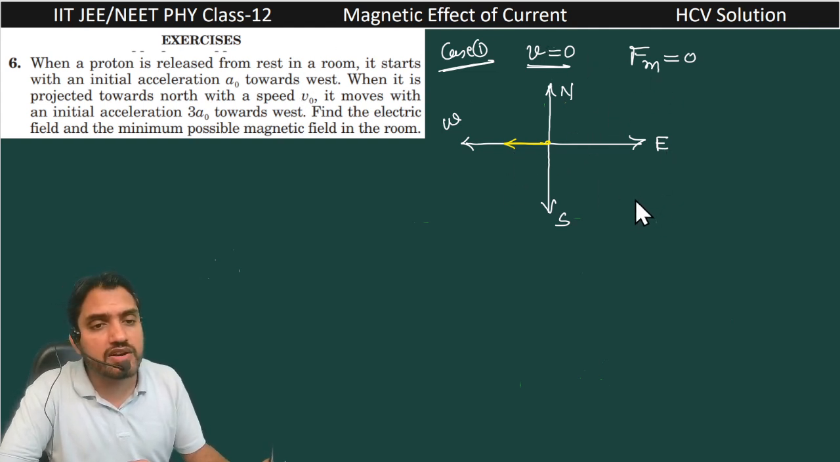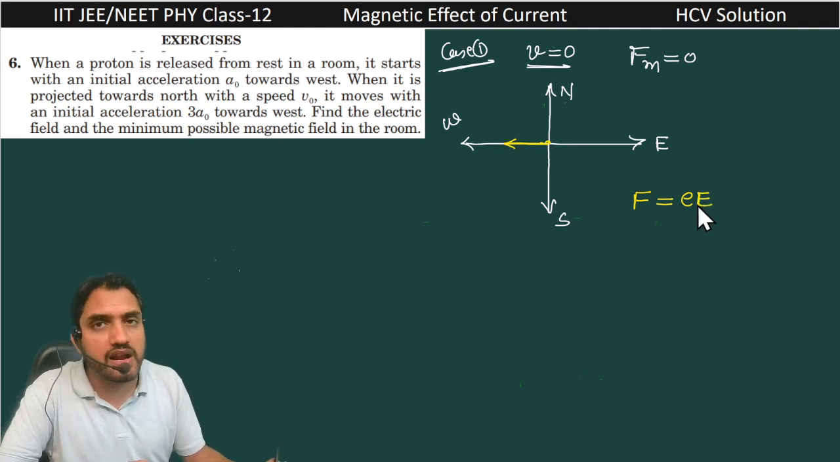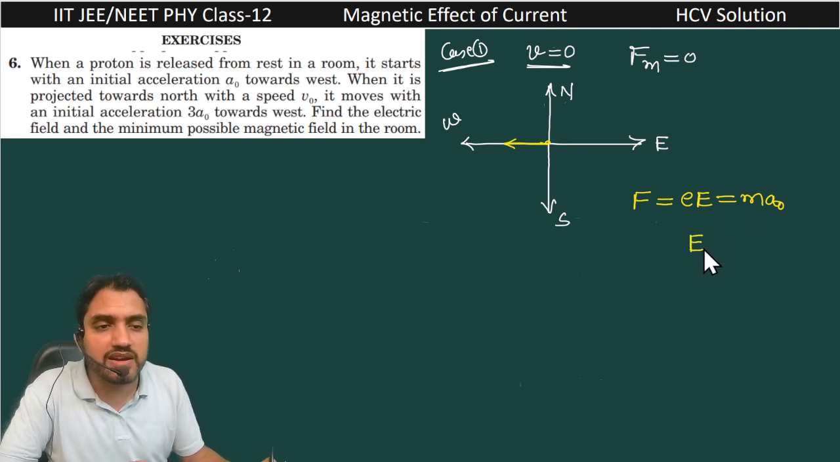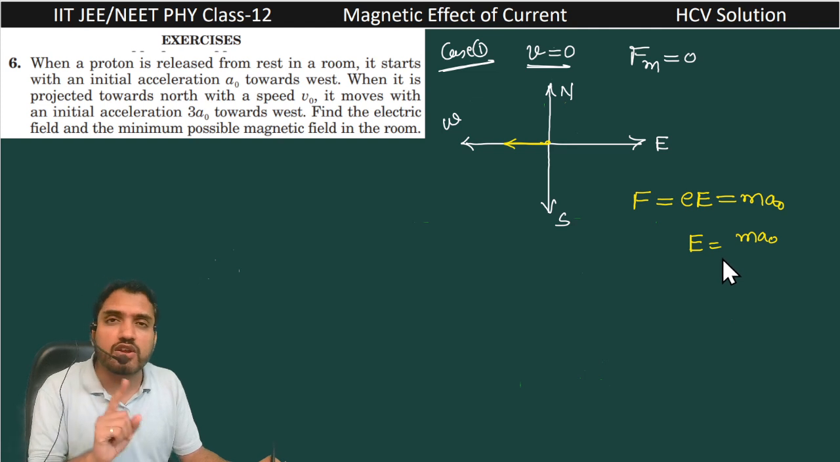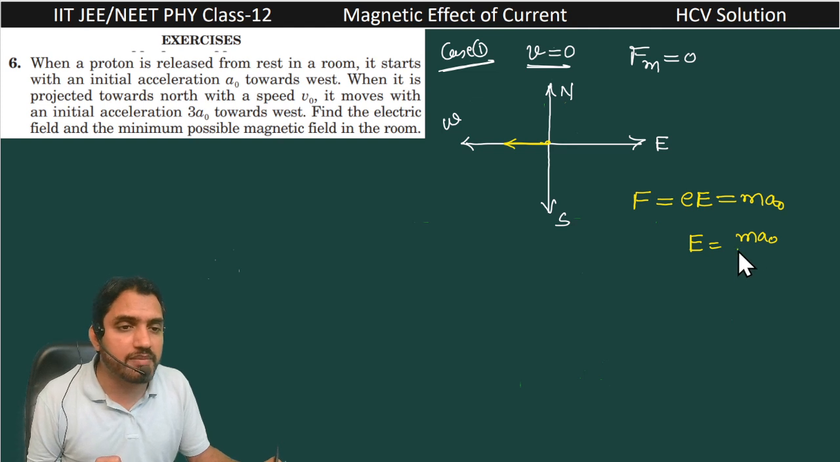So what is this electric force? This electric force is equal to qE, that is the electric charge on the proton times the electric field, and it is equal to mass into acceleration. So this electric field E can be written as mass into acceleration, because this acceleration is only due to the electric field. Here we are not counting any magnetic force, because the particle is initially at rest, divided by q we can write.